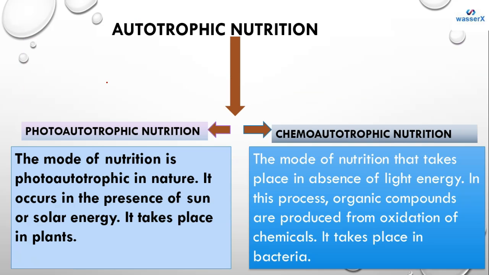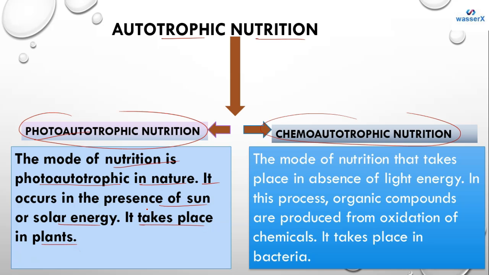Okay, here we have the next thing, the autotrophic nutrition. Further it is divided into two types: photoautotrophic nutrition and chemoautotrophic nutrition. When we say photoautotrophic nutrition, it means the mode of nutrition is photoautotrophic in nature. Photo comes from the word for light. So it occurs in the presence of the sun, or you can say light or solar energy. It takes place in plants only. That is what we call photoautotrophic nutrition.